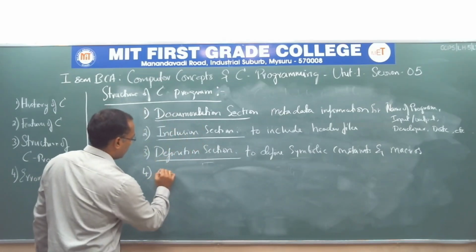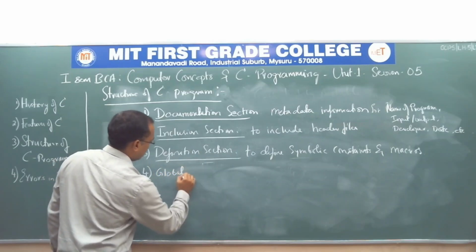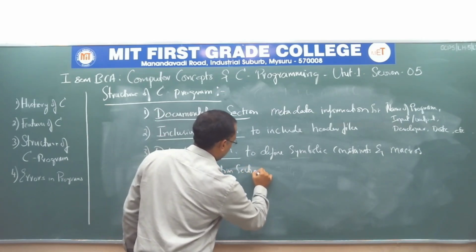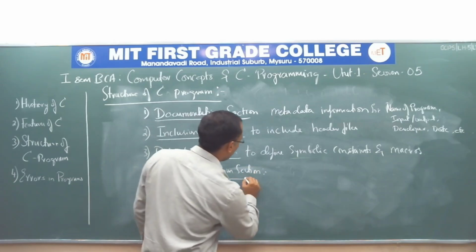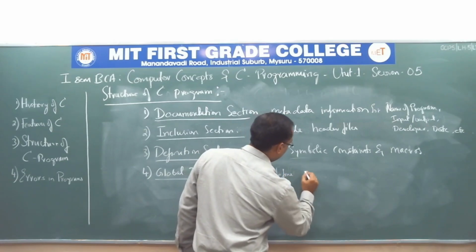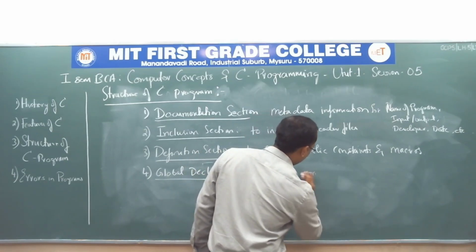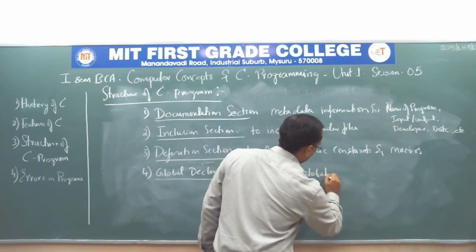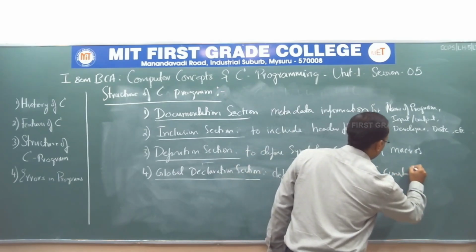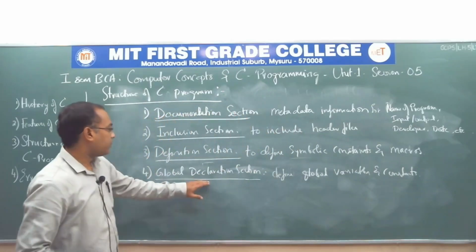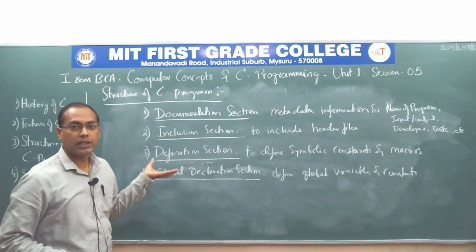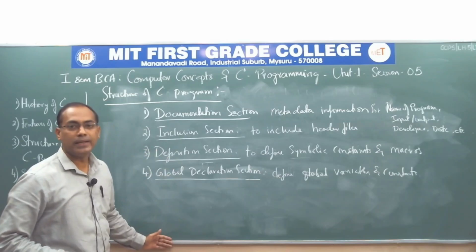Next section is the global declaration section. In this section, you are going to define or declare the variables, specifically global variables and constants. So that means that whatever you write over here will be available globally in the program.